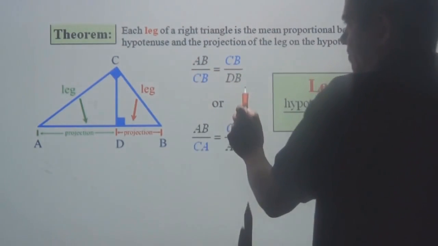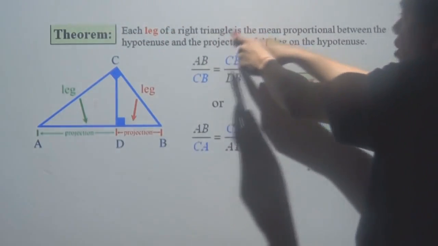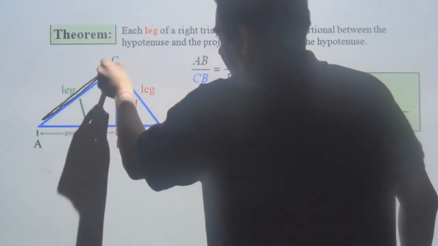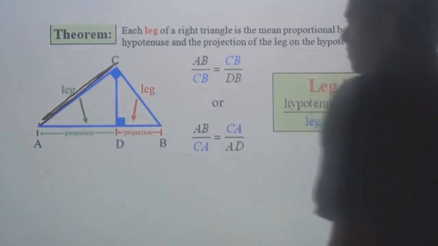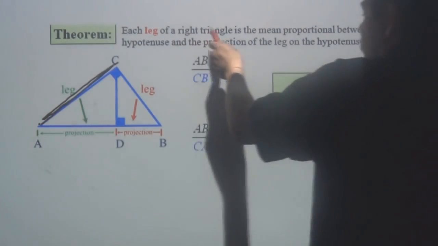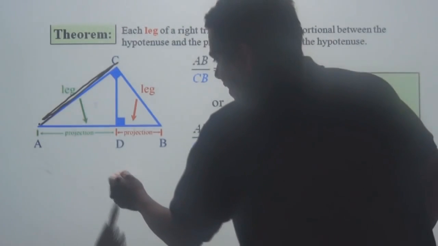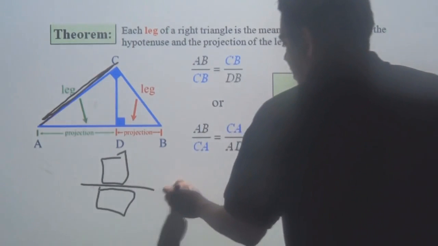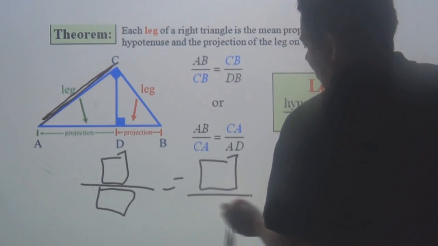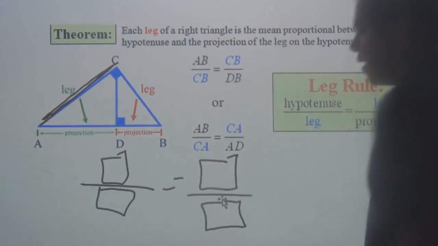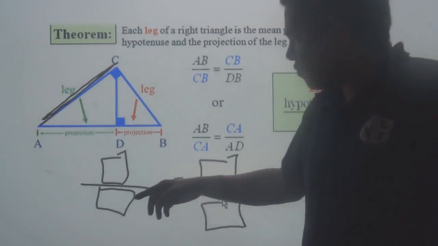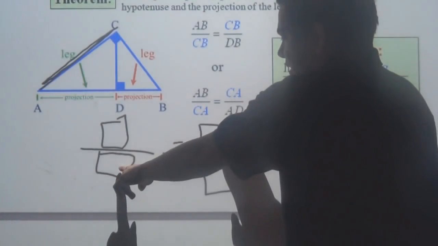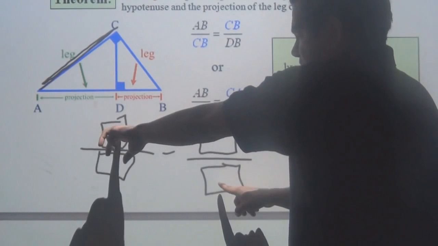Watch this. AB, okay? First of all, each leg of the triangle is the mean proportional. The leg. So, let's talk about this leg right here. Okay, that leg is AC. So each leg of the right triangle is the mean proportional. The mean. So I have, for example, my little box here, my other box here, my box here, and my other box right here. So where are the means? The means go right here. See that? This is where you put the means, right? The mean proportional. And this is where you put the extremes.